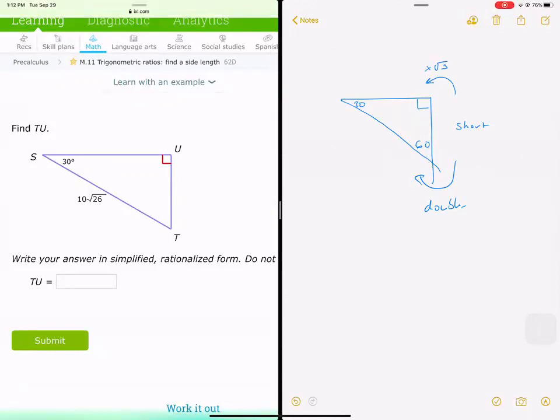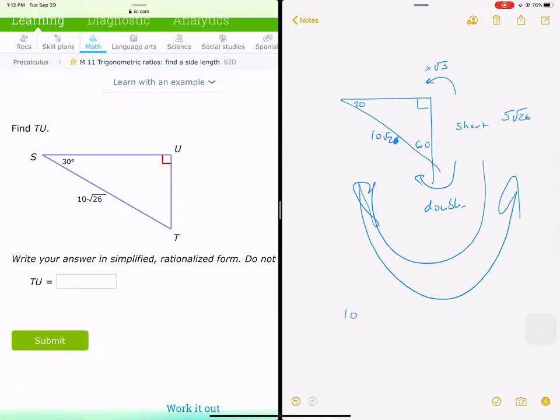But let's see. If this is 10 square root of 26, the trick is that if we double to go forward, that means we have to go back. So what's the half of 10? 5 square root of 26. If you're not sure, you say 10 square root of 26, and you multiply that by 1/2. So the 10 and the 2 divide out to become 5. The square root always stays the same. Only square roots can affect square roots. And 1/2 is not a square root.